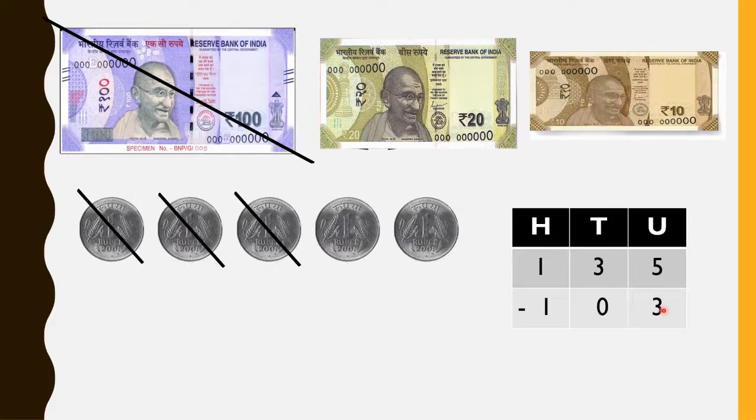2. Very good. 3 minus 0 is 3, and 1 minus 1 is 0. So it's 0 hundreds, 3 tens and 2 units. So the answer is 32. We'll count the notes and the coins and check whether our answer is right or not. There is a 20 rupee note and a 10 rupee note. 20 plus 10 is 30 and there are 2 coins of 1 rupee. That is 32 rupees. So our answer is right.